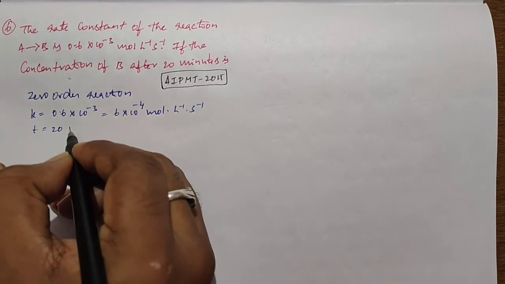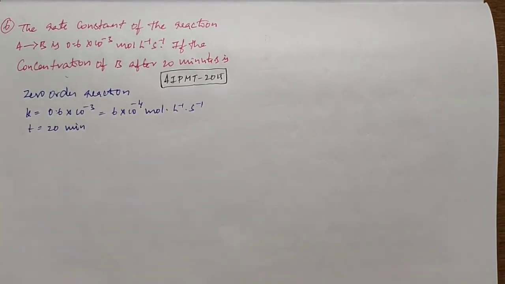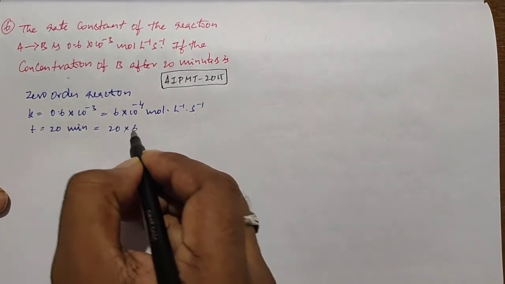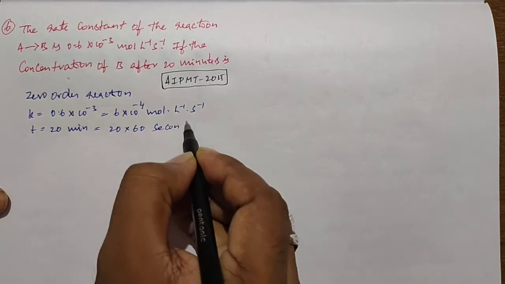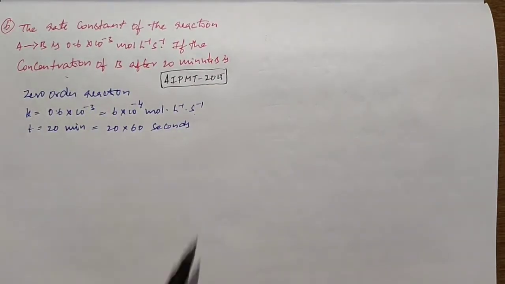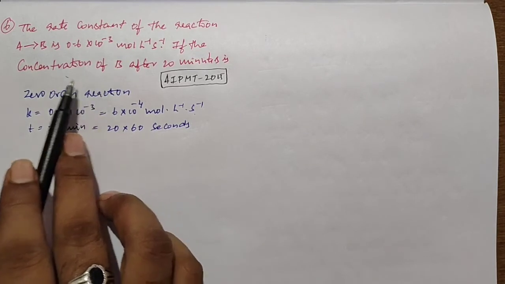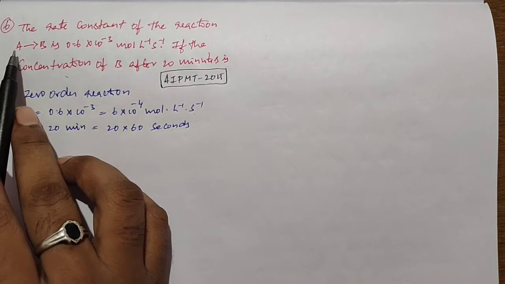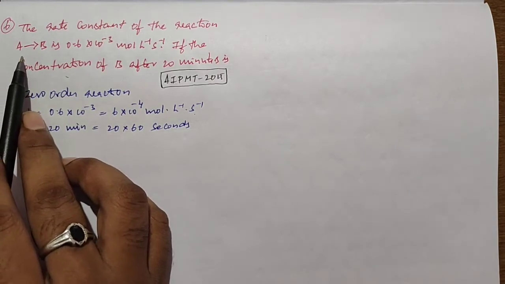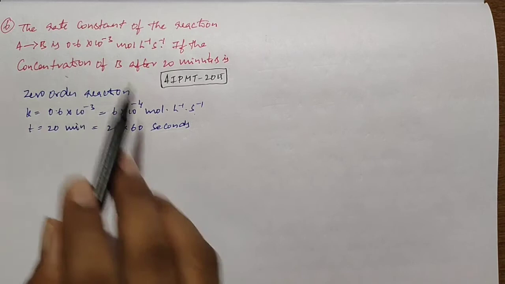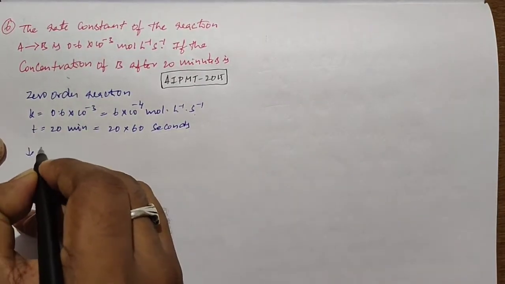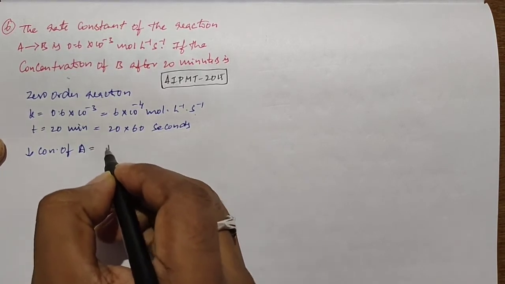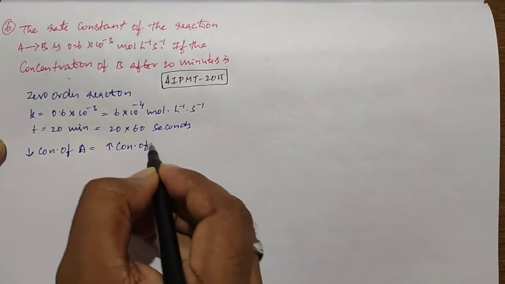The time is 20 minutes. K is given in seconds, so we need to convert into seconds: 20 × 60 seconds. This is the given information. When I observe the question, they are asking for the concentration of B. Actually the reaction is A to B, so the decrease in concentration of reactant A is equal to the increase in concentration of B.